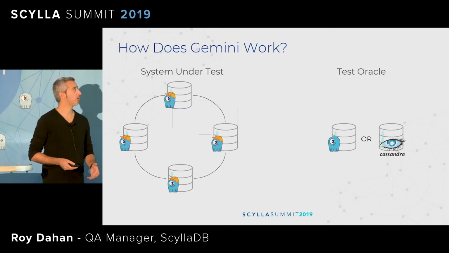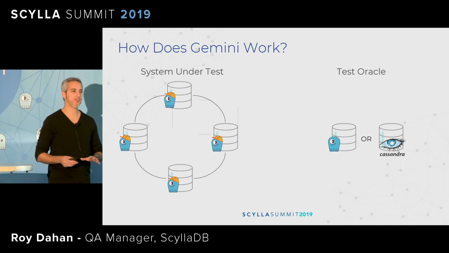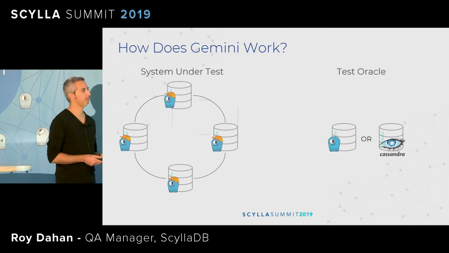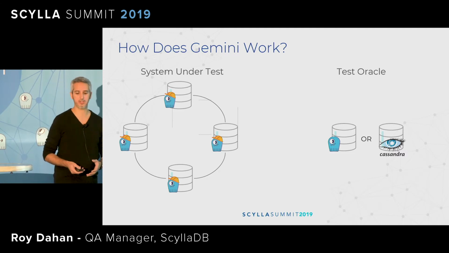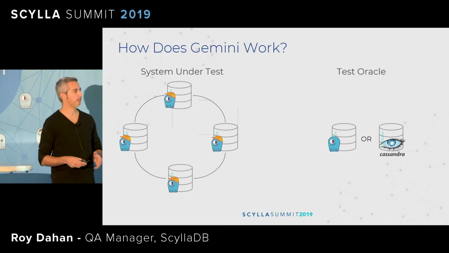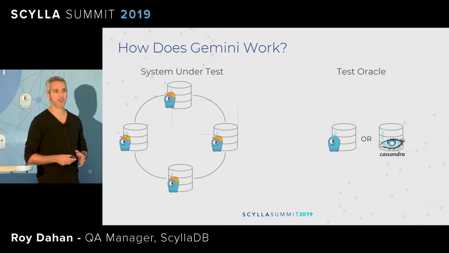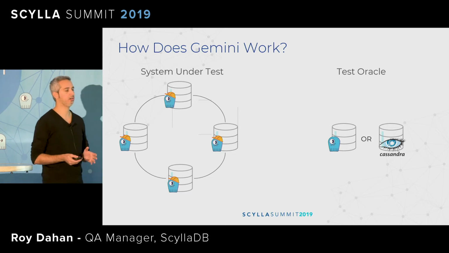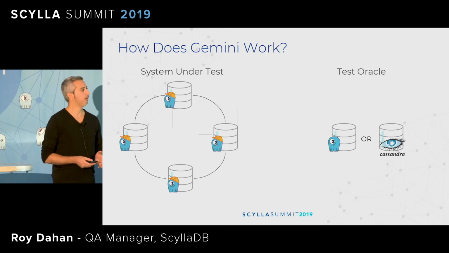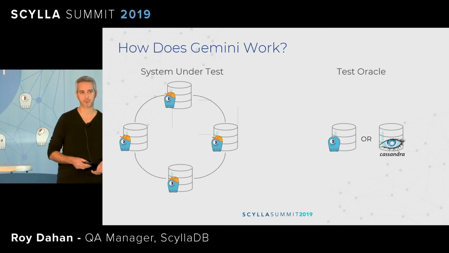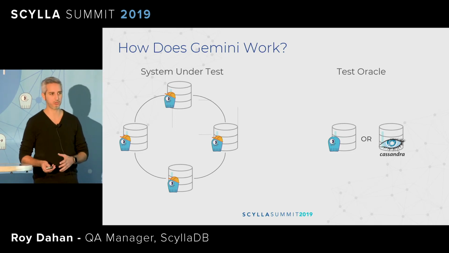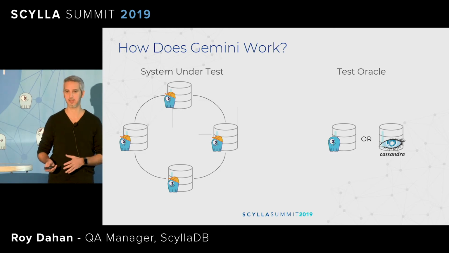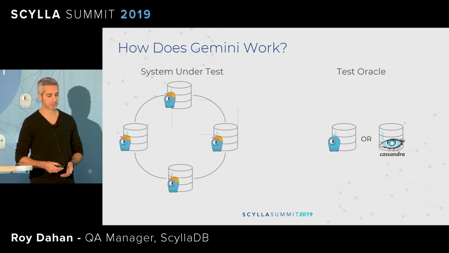So how does it work? Every time we test, we have two systems. One is the system under test. Usually it's a full-blown cluster of several nodes. The other is the test Oracle, which can be a cluster or a single node, either Scylla or Cassandra. Sometimes we test ourselves and compare ourselves to Cassandra to make sure that everything is the same as Cassandra.